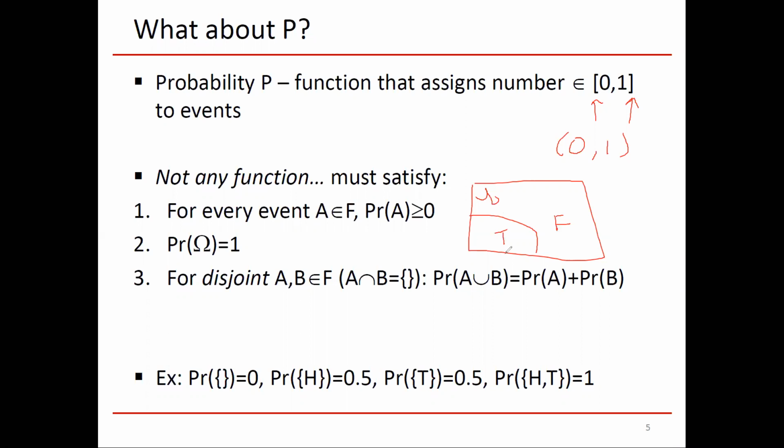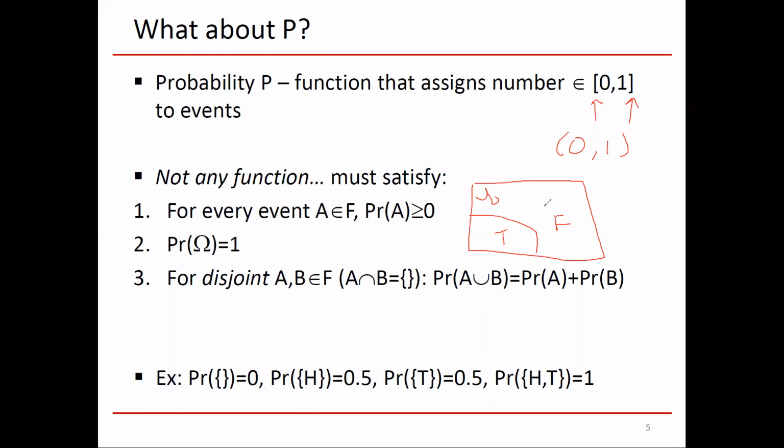And we have the area of T may correspond to a probability, and the area of, well, the rest of the time, F may correspond to another probability. And the sum of the two probabilities should add up to 1. That's our intuition. So first of all, non-negative probability. Secondly, the probability of omega is 1.